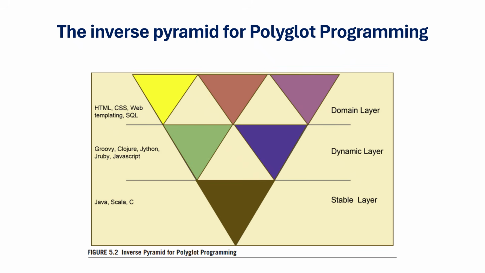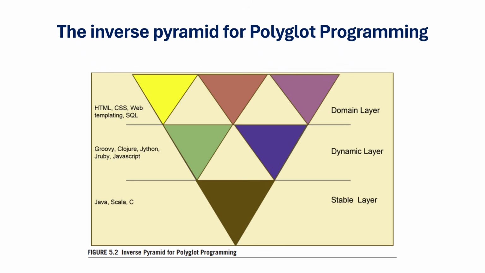And the lowermost layer is the inverse part, a narrowed area. That layer is known as the stable layer. There we mainly use C, and other programming languages like Java and Scala are also suitable for the stable layer. This is the core programming logic that will be implemented in the lowermost layer. So the languages we can use in the stable layer are C, Java and Scala.